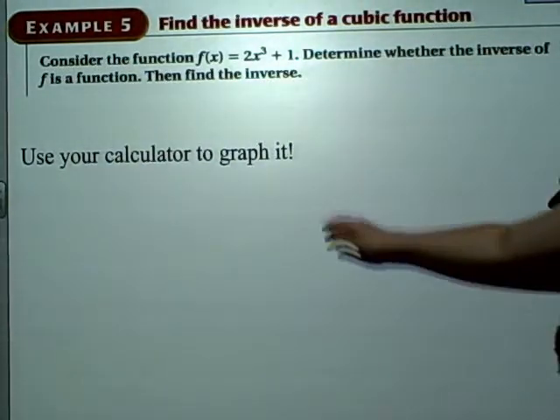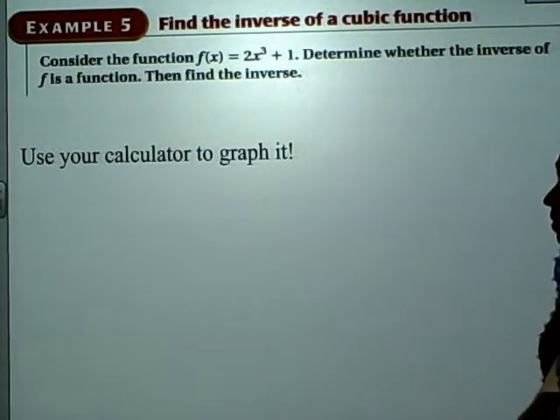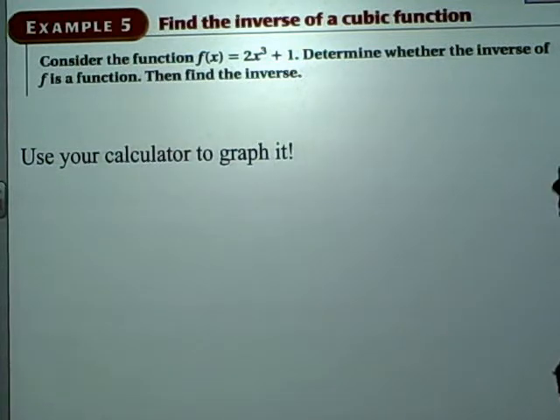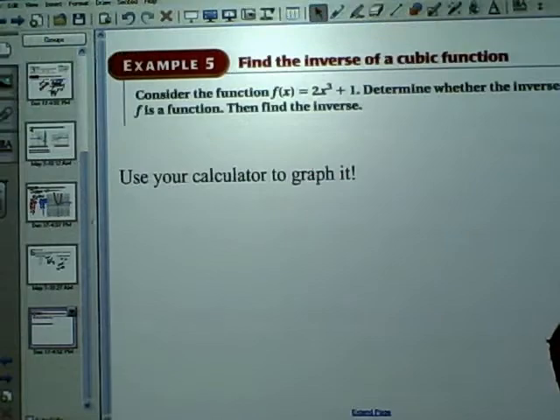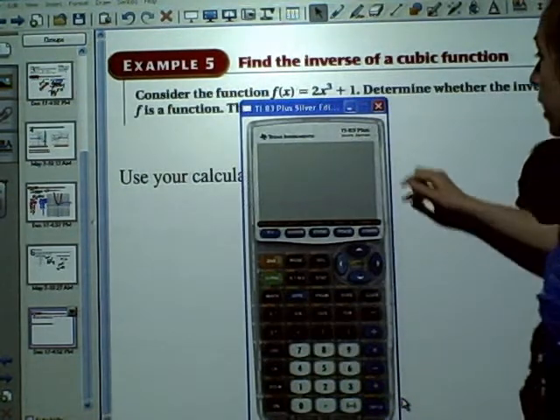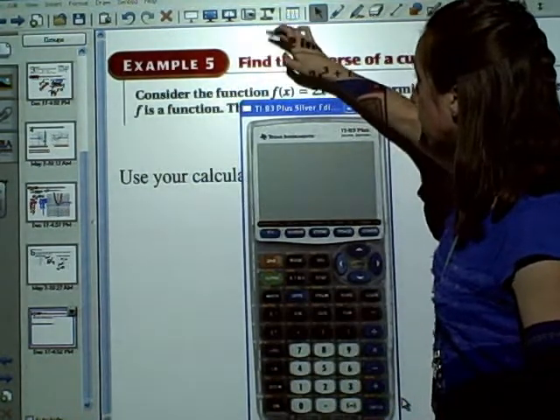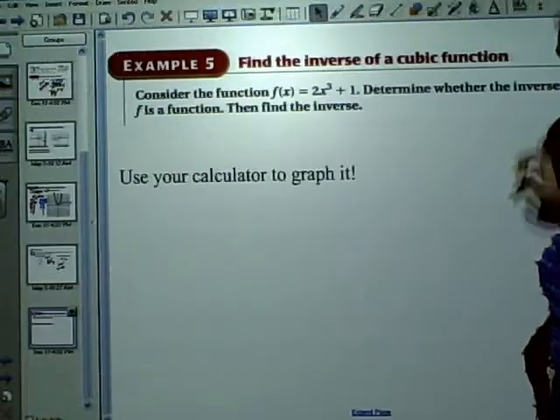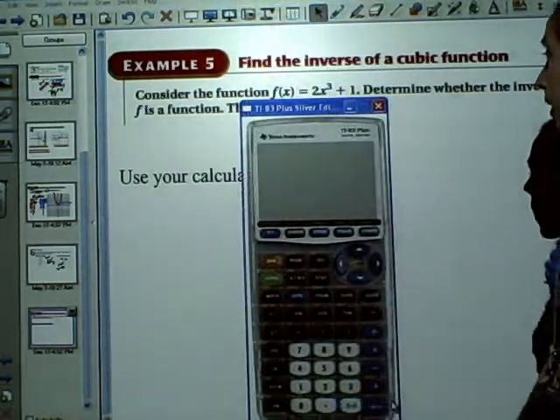Last thing is you guys are going to have to consider a function, determine if the inverse is a function, and then find the inverse. We're going to just use our calculator here. And I'm hoping that this works for you guys, okay, because I would like to do that. Oh, it doesn't work that way. Of course. Okay, we'll leave it there.